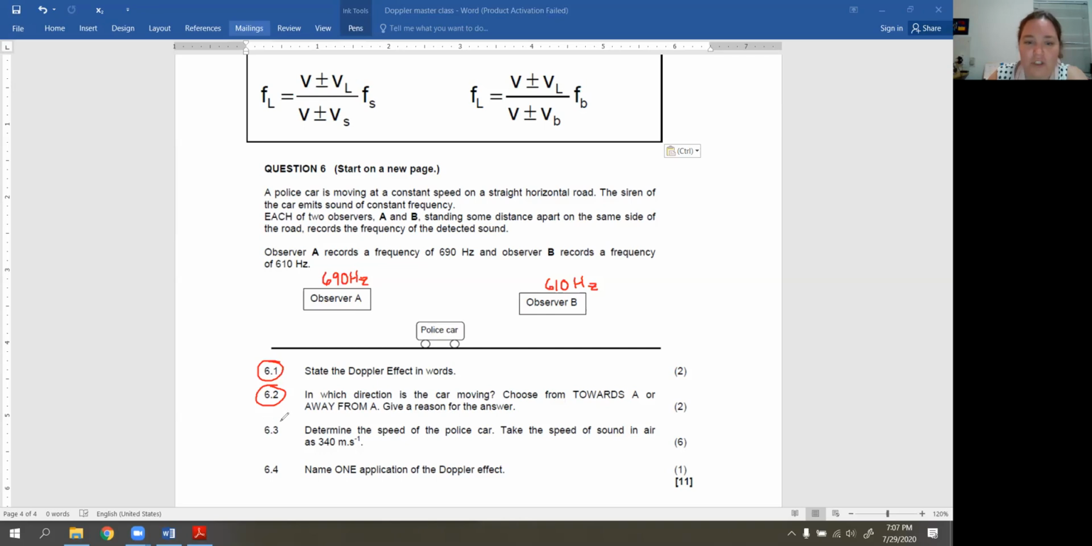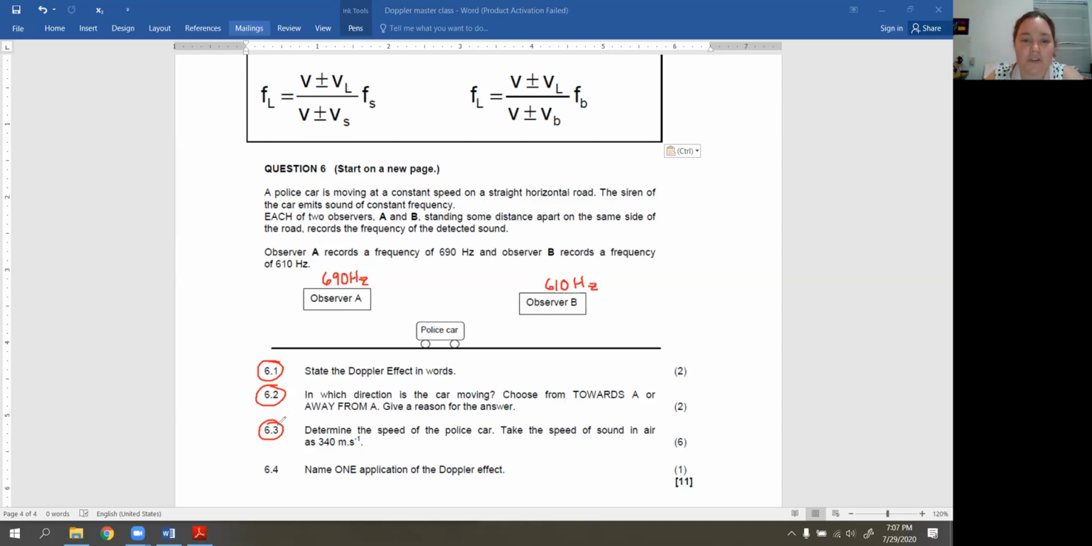And then your next question, with the simultaneous equation, is to determine the speed of the police car and to take the speed of sound in air as 340 meters per second. Now, this is almost identical to the one where we were given the graph and we read off the two frequencies. So them giving you a graph made it harder because a lot of people really struggle with graphing skills, but it's not actually that different as a question.